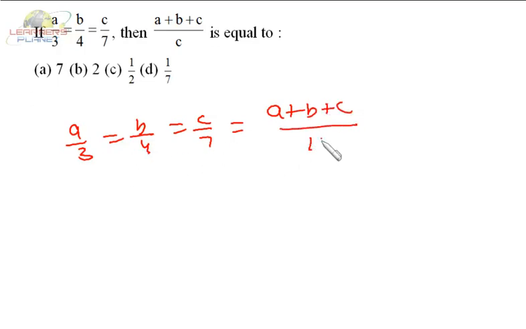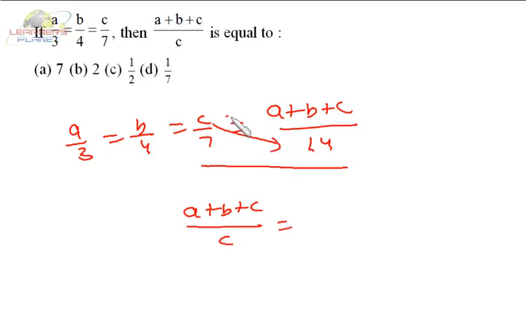That is 7 plus 7, 14. Okay. And we have to find out the value of (a plus b plus c) by c. Now let's take these two terms. Here (a plus b plus c) by this c will be equal to 14 by 7, that is 2. Okay, it's very simple. Just we have used the property of ratio, that if a by b is equal to c by d is equal to e by f, then each ratio is equal to sum of numerators by sum of denominators. Okay friends.